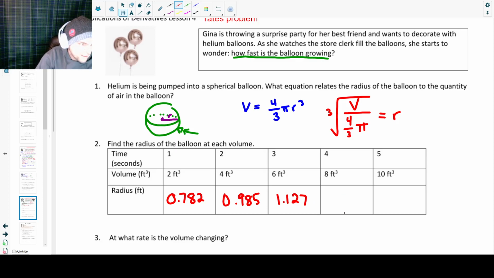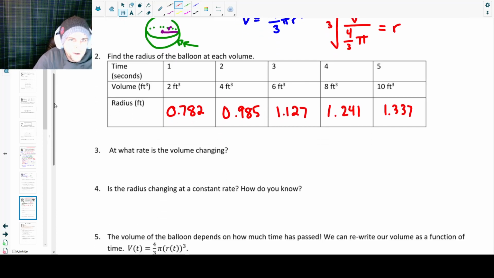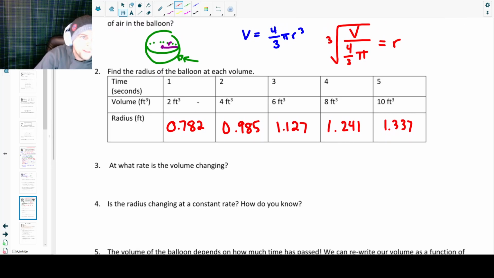For 8 feet cubed, we get a radius of 1.241, again still rounding to 3 decimal places. And then for a volume of 10, we get 1.337. All I'm doing is changing that V value in my formula to correspond with these different volumes. Okay. Moving forward, we're going to answer some questions based on this.